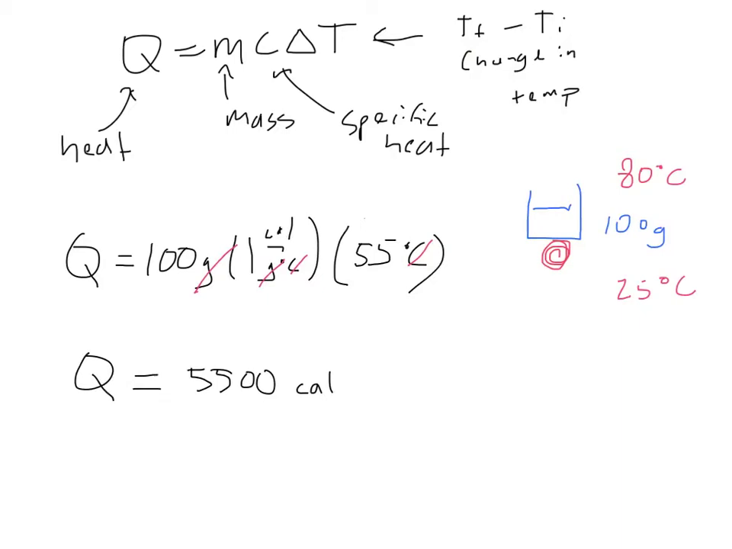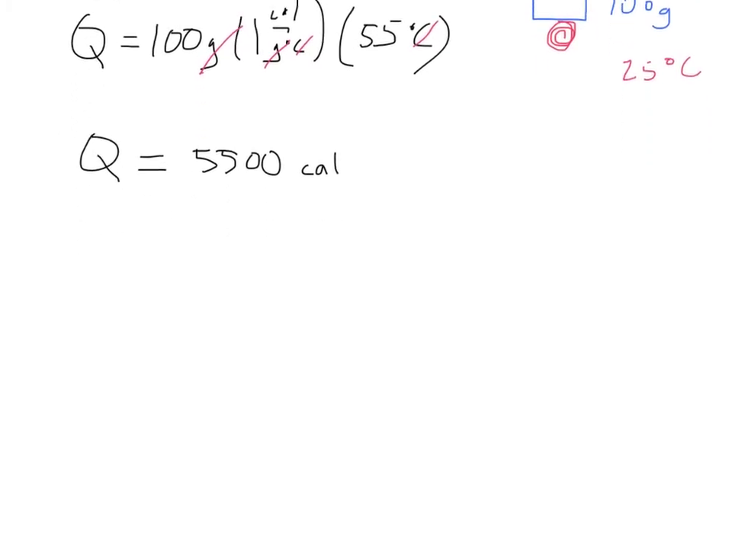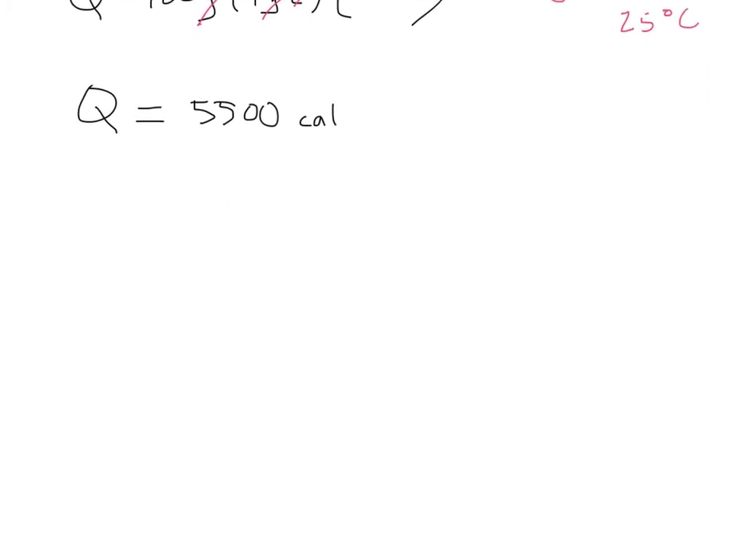Now it even gets harder. I'll give you some situations and you tell me what's going to happen. What if I had 2 pots of water, and they're both 100 grams? One is 80 degrees, and the other is 25 degrees Celsius.